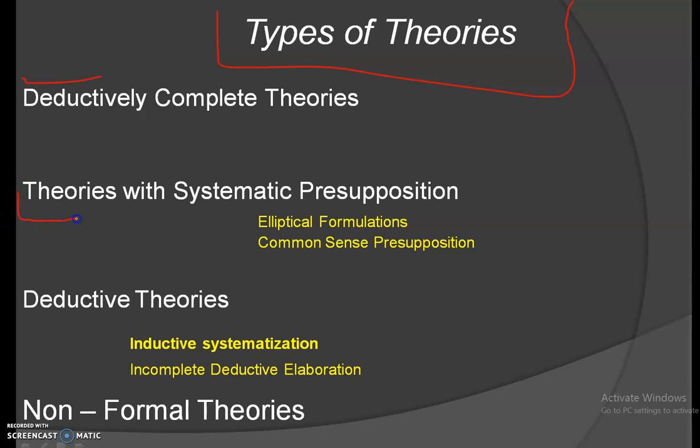Second is the theories with systematic presuppositions. So they refer to another set of theories. Such theories may or may not be deductively complete. So these are two subtypes. First is elliptical formulation and second is common sense presuppositions.